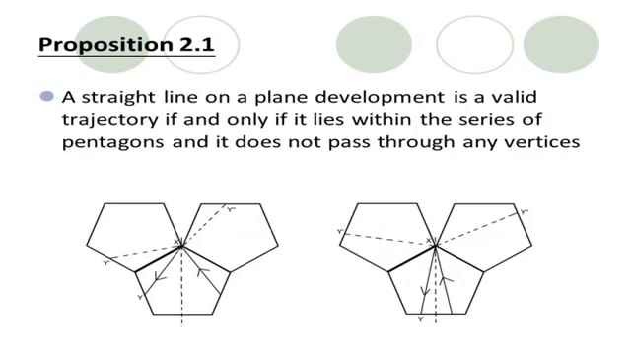Then we prove a proposition saying that a straight line on a plane development is a valid trajectory if and only if it lies within the series of pentagons and it does not pass through any vertex. By this proposition, we can obtain the trajectories which can go back to the starting position by constructing the plane development containing a straight line joining the starting position and the corresponding position at the last pentagon and lying within the series of pentagons.